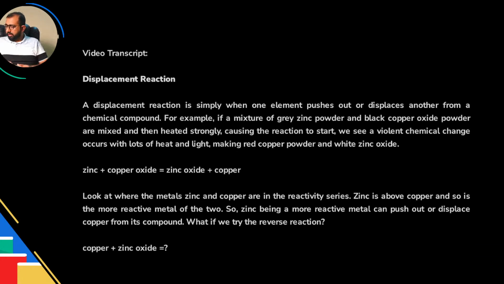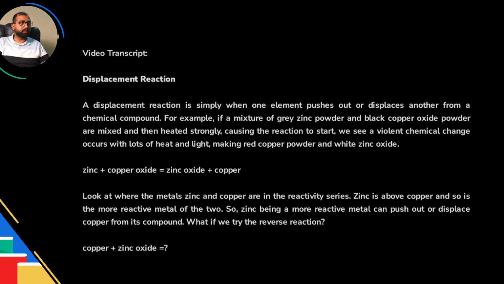Alright, so this is a lot of detail. A displacement reaction is simply when one element pushes out or displaces another from a chemical compound, which means one is an atom, the other is an ion. For example, if a mixture of grey zinc powder, which is an atom, and blue copper oxide, in which copper is an ion, are mixed and then heated strongly, causing the reaction to start, we see a violent chemical change occur with lots of heat and light, making red copper powder and white zinc oxide. Clearly what we're seeing here is that zinc is displacing copper. So right now zinc is an element, but at the end zinc is part of the compound. So zinc has changed. Okay.